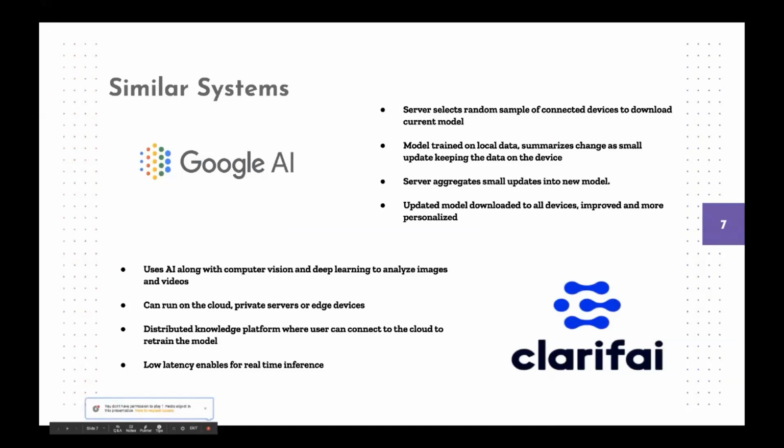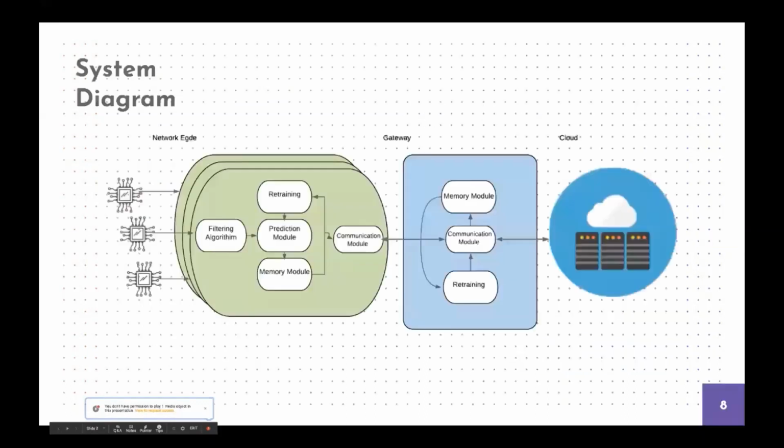However, both Google AI and Clarify are different from what we're trying to implement in the sense that the data is not thresholded. We don't send all the data to the cloud in our case. We use some sort of threshold to decide whether this data is of importance or not, and whether to send it or not in the first place. And now Ahmed will talk about the system diagram.